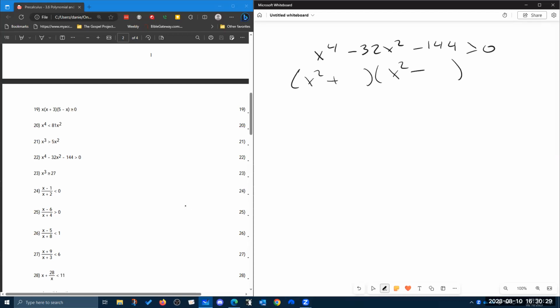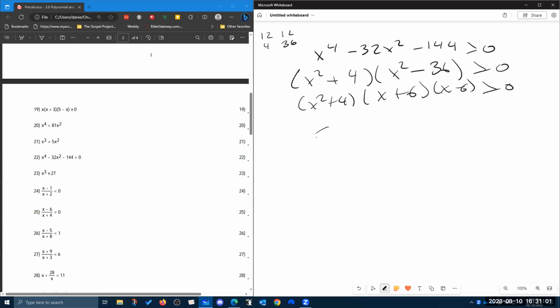Plus and minus. Factors of 144 we know are 12 and 12, but that's not going to work. So maybe we want to look at some other ways to factor it. Maybe 4 and 36 will work. So negative 36 and a positive 4. x squared plus 4 won't break down anymore. So this is x plus 6 and x minus 6. My only zeros are going to come from negative 6 and 6. Not interested in that one because it gives complex solutions.